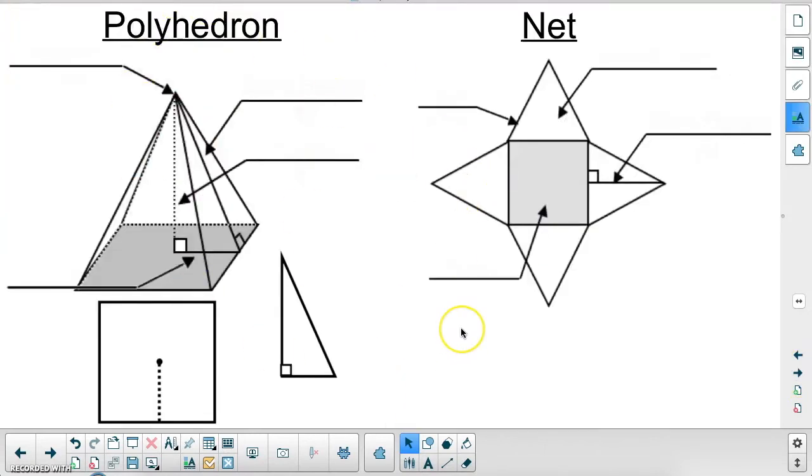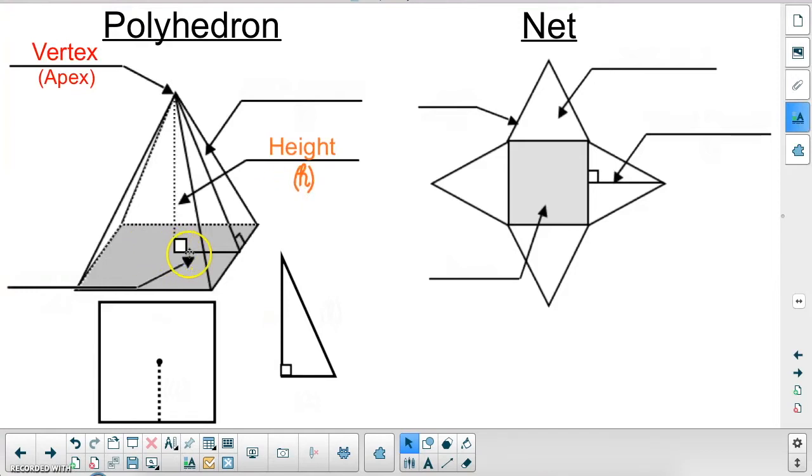First, we need to go over some parts of pyramids. I have both the polyhedron view and the net view to identify some different parts here. The vertex of that pyramid actually does have a special name. It's called the apex of a pyramid. Apex just means the very top of something. So that vertex at the top is the apex of the pyramid. From the apex all the way down to the center of our base is the height, and we're going to call that h in some of our formulas.